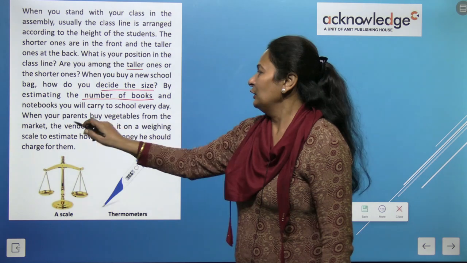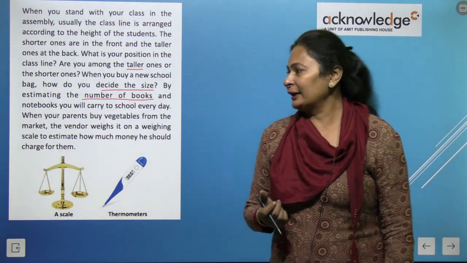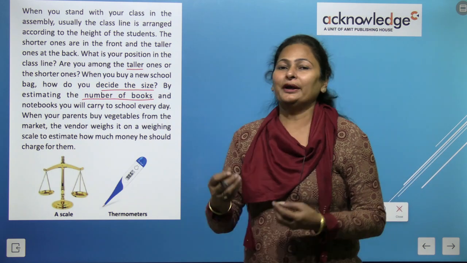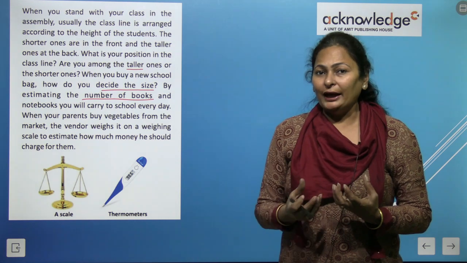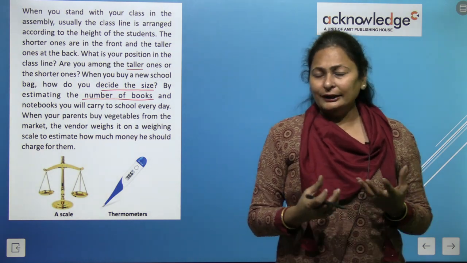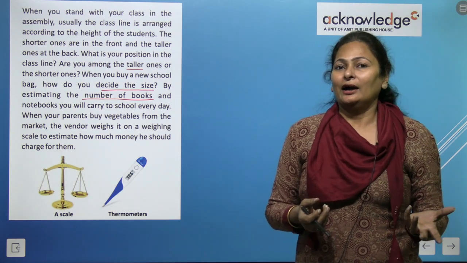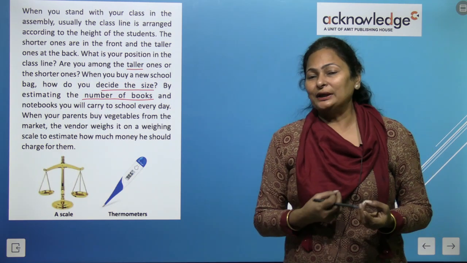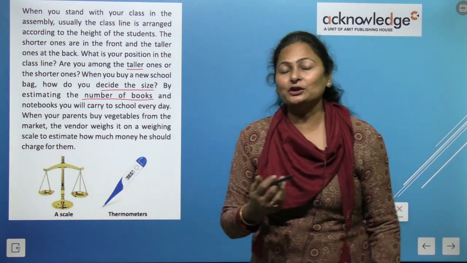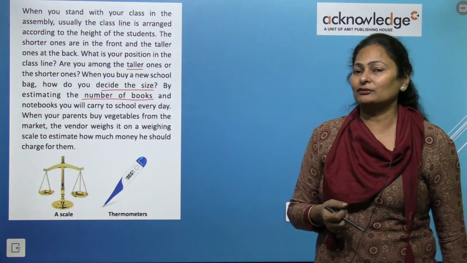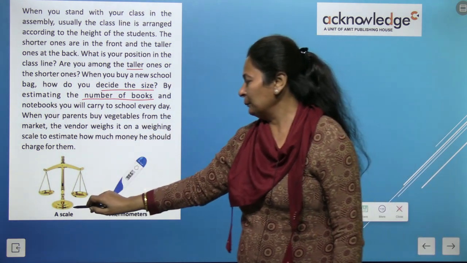Now, your parents, we all buy vegetables from the market, right? So how do we do it? We purchase them according to weight, right? We take it like 1 kilo potatoes, 2 kgs and 5 kgs. So according to the weight of the vegetables, we take it from the market. The vendor weighs it. This is the weighing machine.